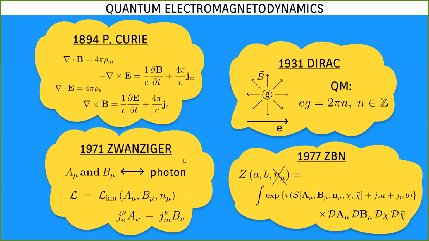Since then, there were many attempts at building a quantum field theory of magnetic charges, and many scientists worked on that, including Schwinger, Fierz, and Dirac himself. In the end, what we have now is Zwanziger's theory, where he succeeded in obtaining a local Lagrangian for the electromagnetic dynamics, but he had to introduce two vector potentials, which both describe one particle, the photon.